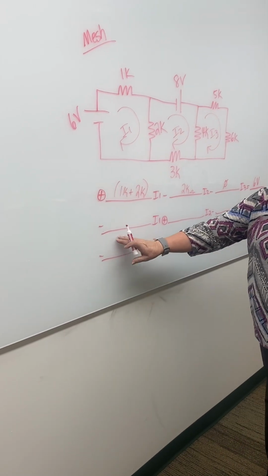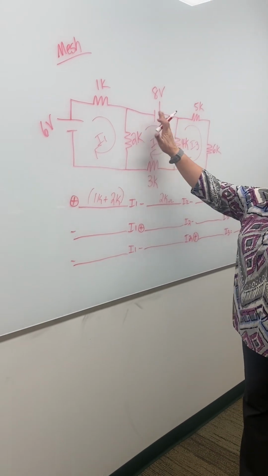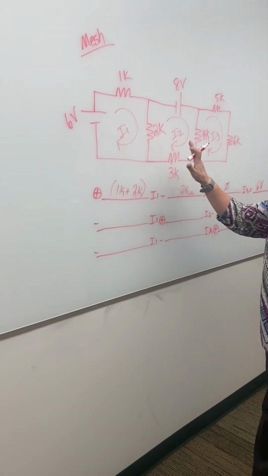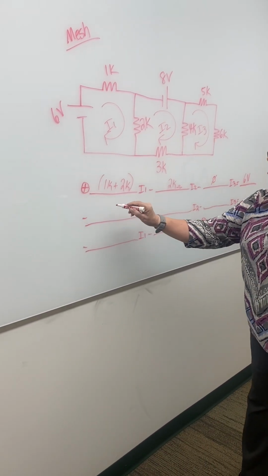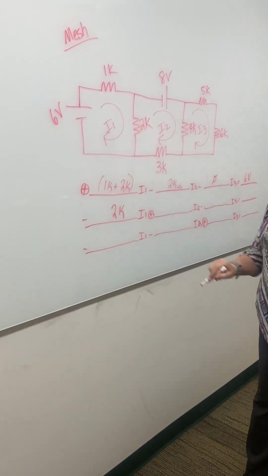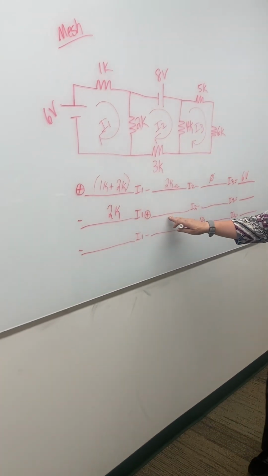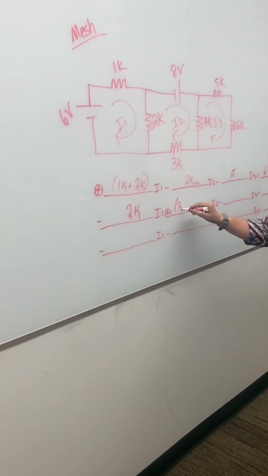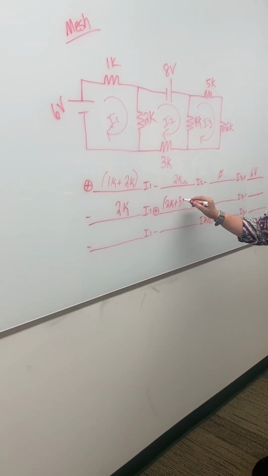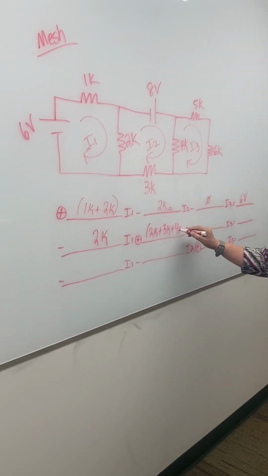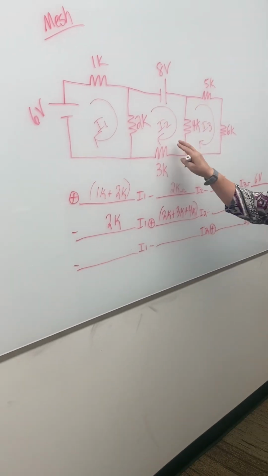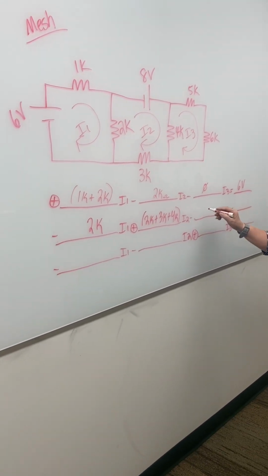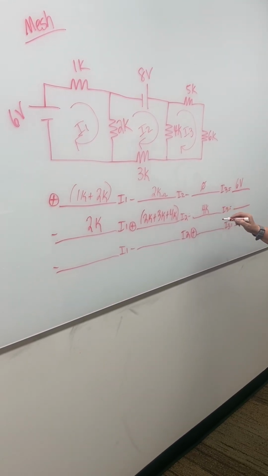Now we're gonna write I2 equation, so it's everything in reference to this. The first box is anything touching I1 plus I2, which is 2K. Then it's anything touching I2, which are these 3 components. 2K plus 3K plus 4K. Then anything touching I2 plus I3, which in this case is the 4K.